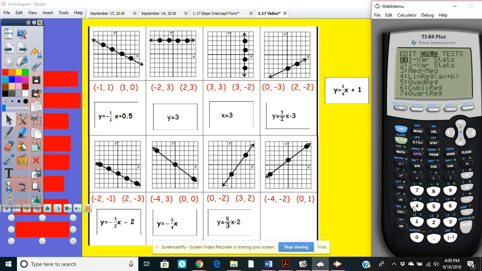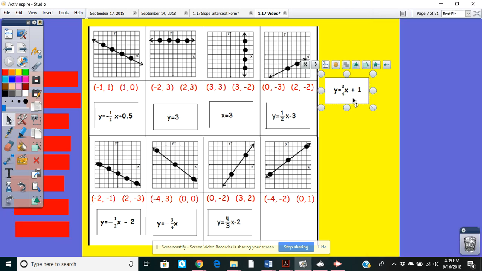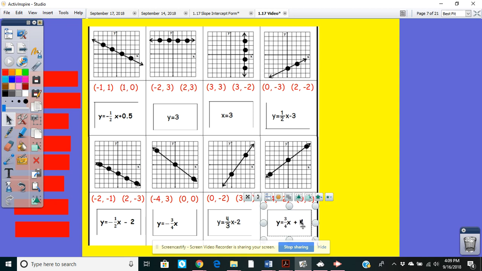And then finally, we can do linear regression on it. I get a slope of 0.75 and a y-intercept of 1. So 3/4 is the same as 0.75. So that is the equation that matches there. That is it for this set of notes.